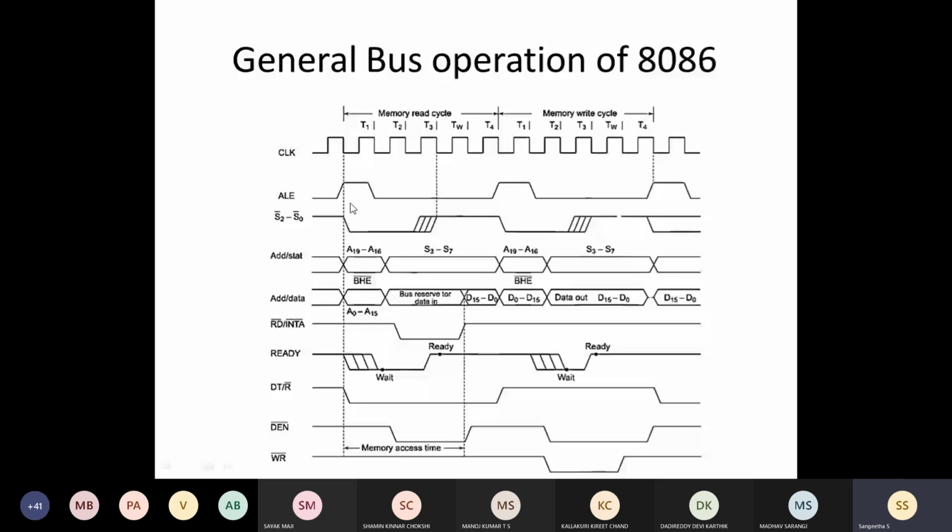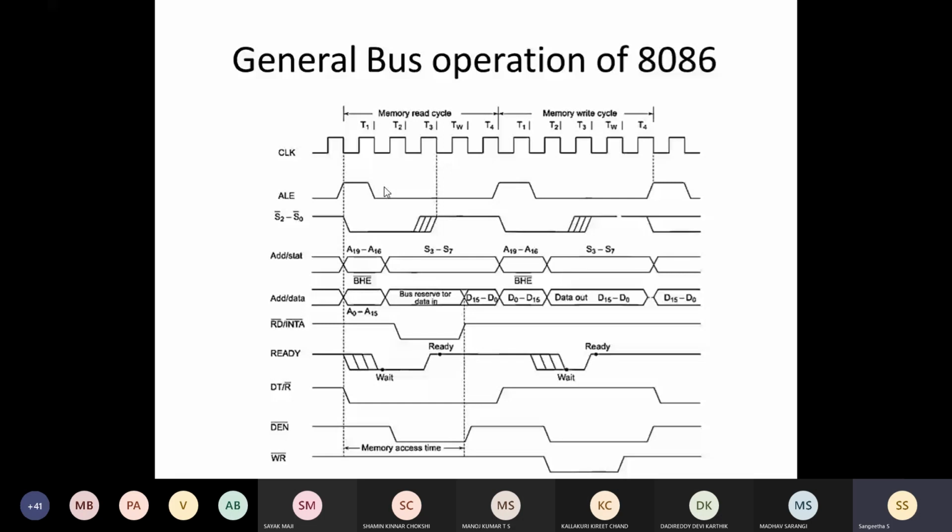For the first cycle, I told you the address will be sent. So the first signal, ALE, what is ALE? We know that it is address latch enable. It will distinguish the address and data bus. The address will be transmitted by the processor in the T1 duration. Depending upon the maximum or minimum mode operation, these signals will be transmitted.